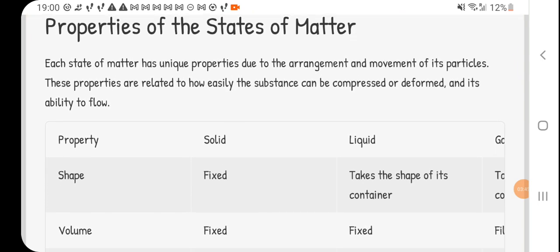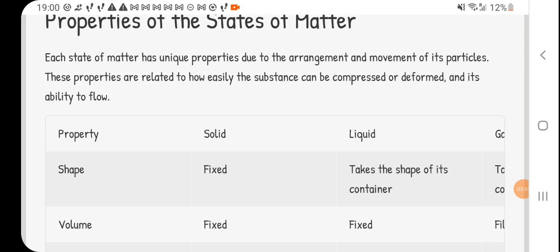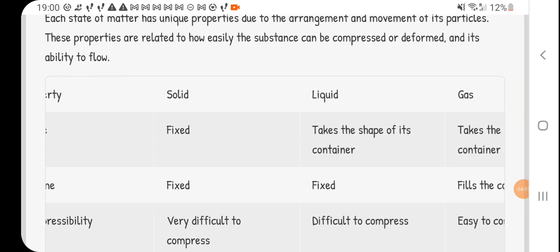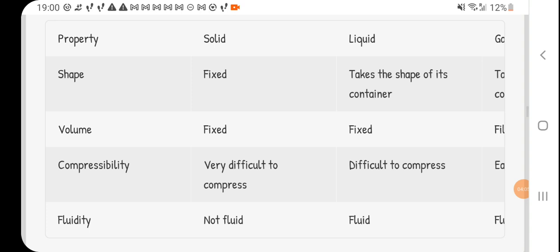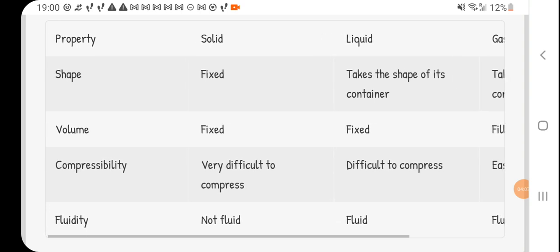Properties of the states of matter. Each state of matter has unique properties due to the arrangement and movement of its particles. These properties are related to how easily the substance can be compressed or deformed and its ability to flow. So you can maybe pause the video and just examine these.